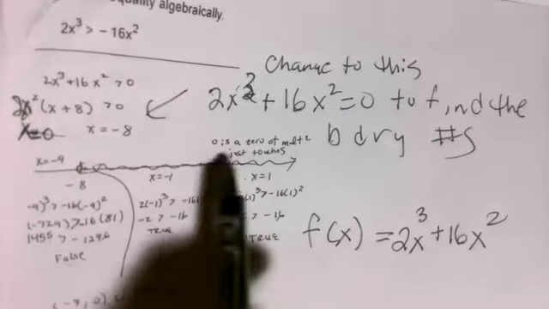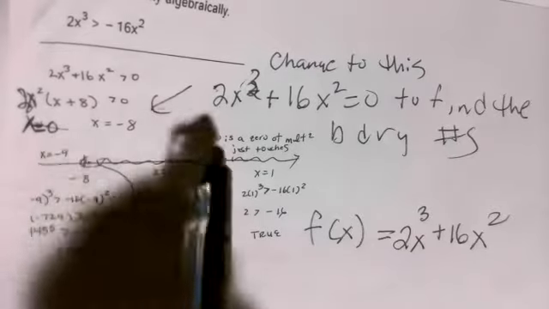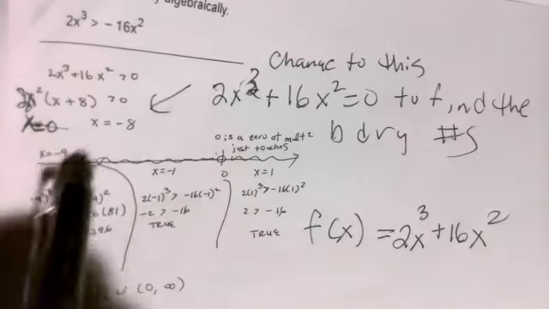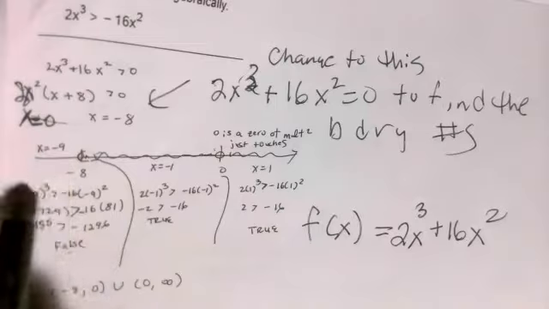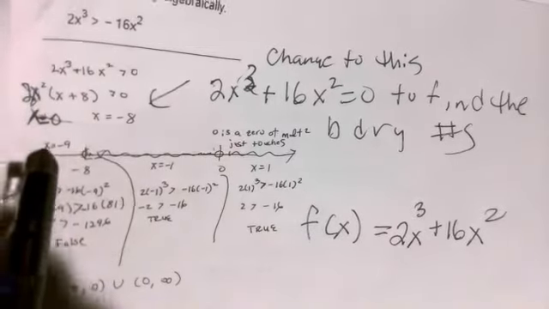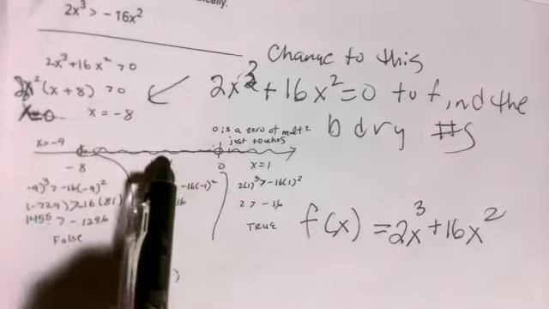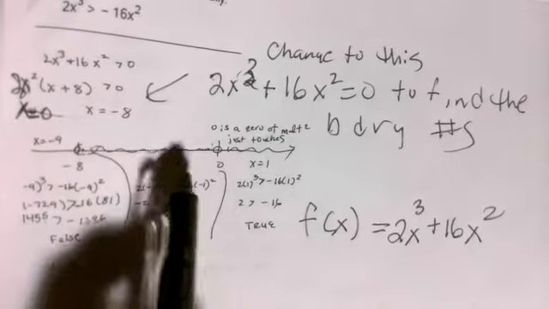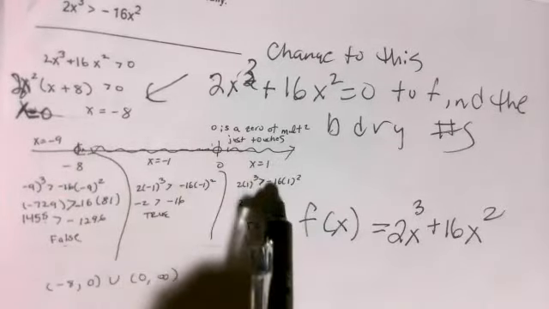So what we do is we figure out what these boundary numbers are, and then we pick some values, not the boundary numbers themselves, but values in each of these 3 parts of the number line. So we pick one less than -8. So I picked x equals -9. I picked one in between, between -8 and 0. So I picked x equals -1. And then a number greater than 0. So I picked x equals 1.